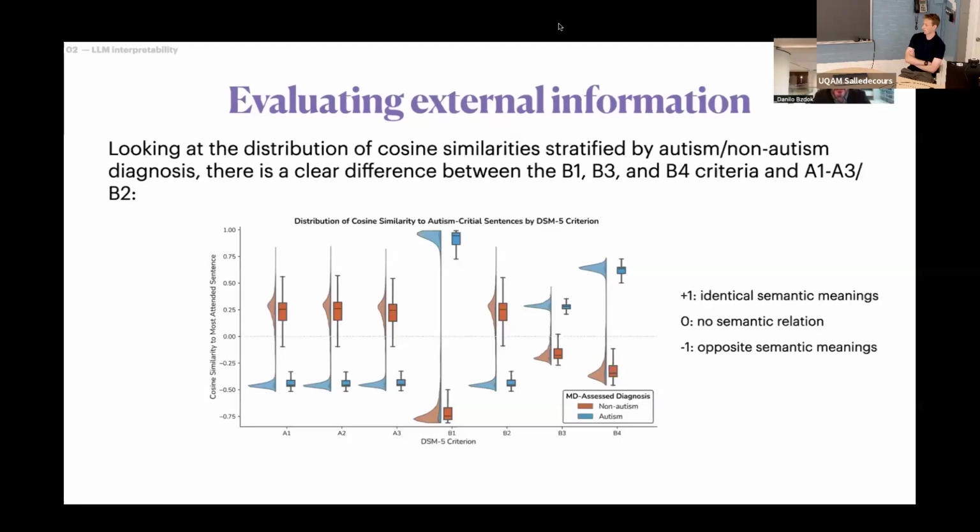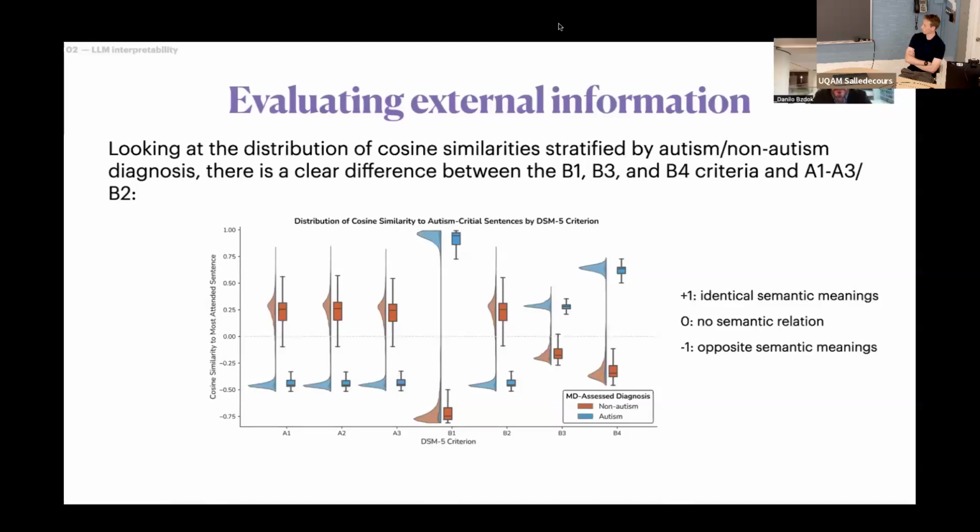And as you can see, again, we have the criteria B1, B3, B4, the non-social criteria, which are actually most similar to the autism diagnosis. We do not find that our leading sentences that are most useful for autism diagnosis are very semantically similar to the healthy group.